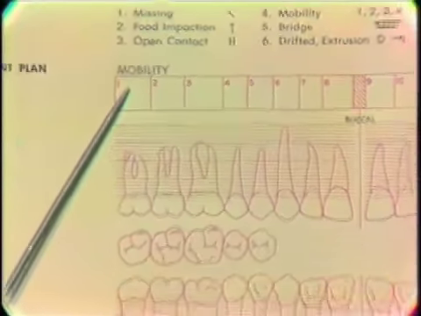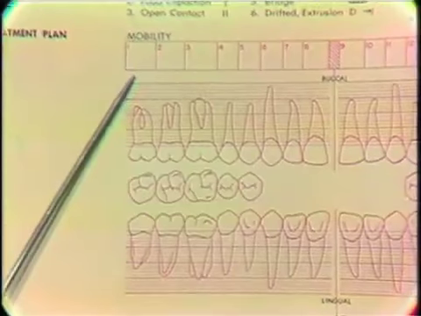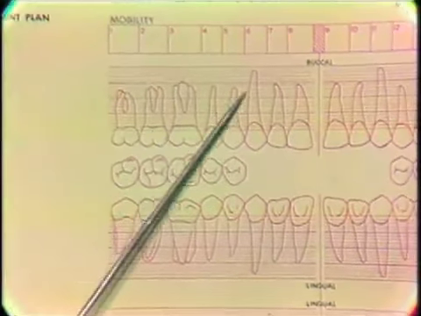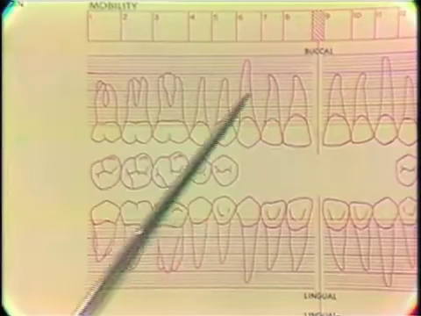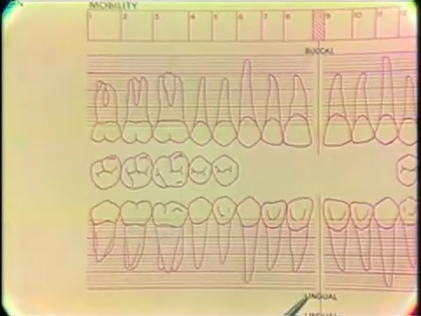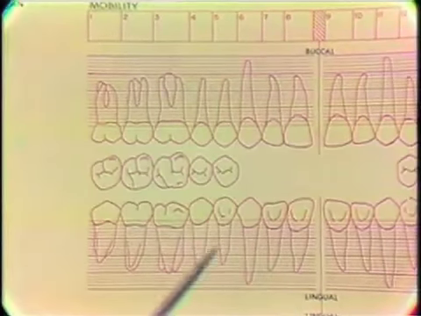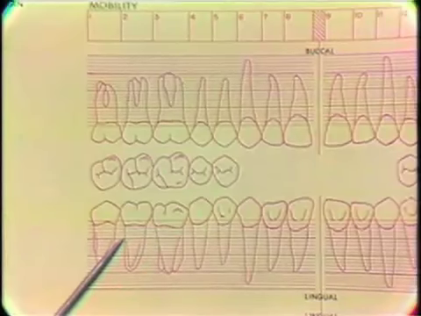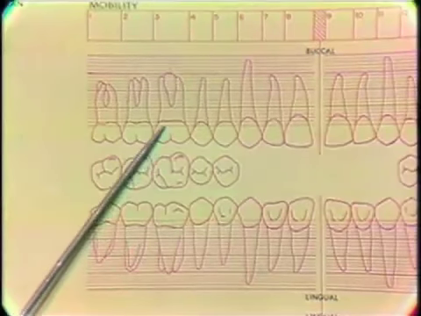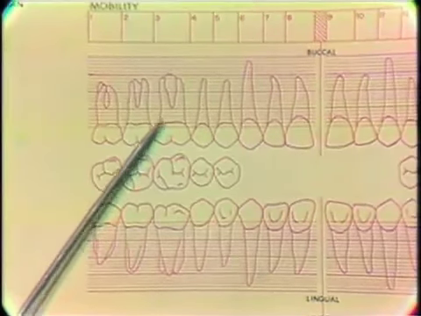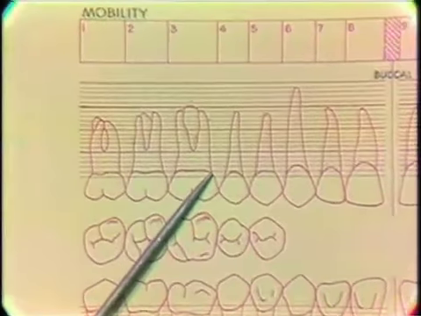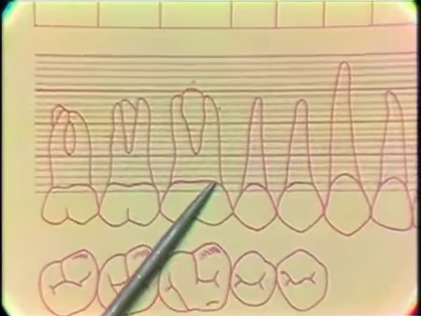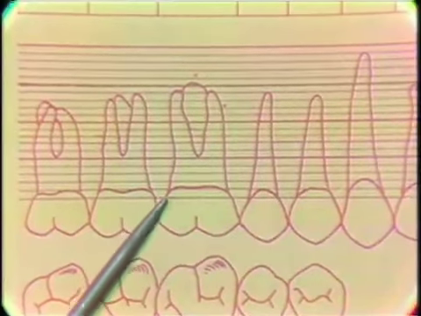The buccal and lingual aspects of the teeth are labeled on the chart. This is the buccal of the maxillary teeth and the lingual of the maxillary teeth. The chart is divided into millimeter markings, which are an aid to marking the depth of periodontal pockets on the chart, and the cementum enamel junction, the reference point from which the measurements are made, is indicated in these areas.